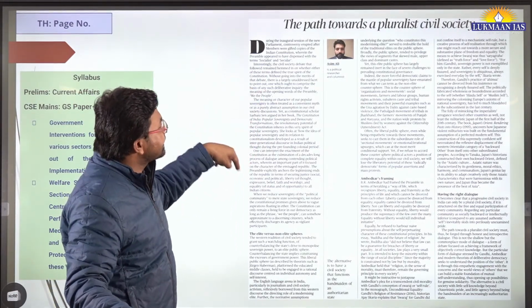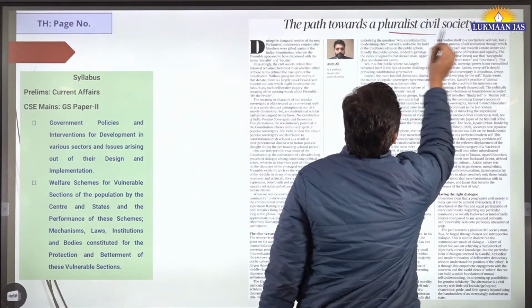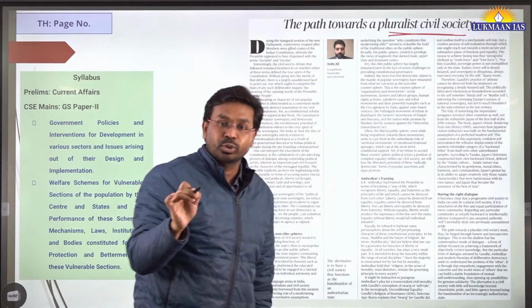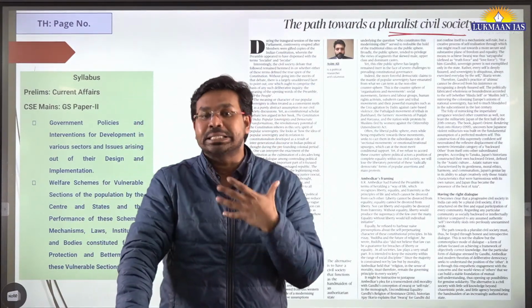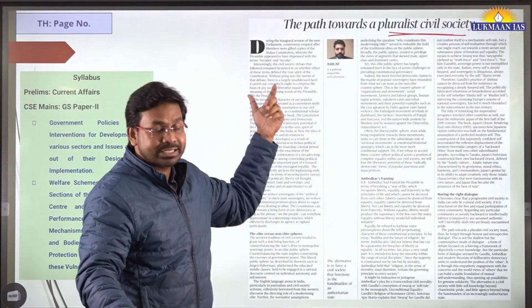So we are going to discuss this particular topic, which says the path towards a pluralist civil society. Through this topic, we will understand a broader concept related to Indian society. We will talk about what we mean by pluralist civil society.